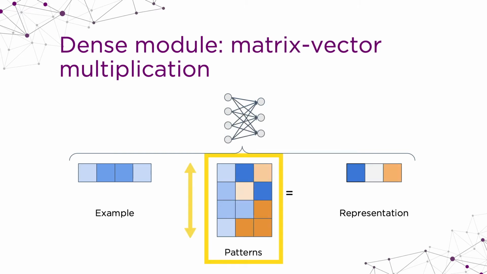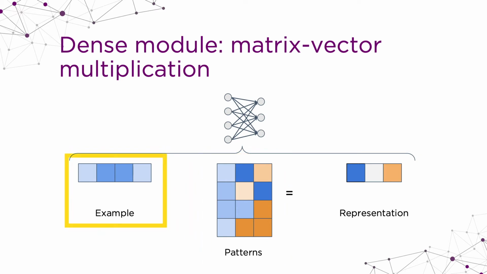If I have multiple patterns, I can stack the patterns over the columns. So now I have a matrix. This is a 1x4 vector. This is a 4x3 matrix. If I multiply both, I will obtain a 1x3 vector for my representation. So now I'm doing only a vector-matrix multiplication, and I'm representing the operation done here.